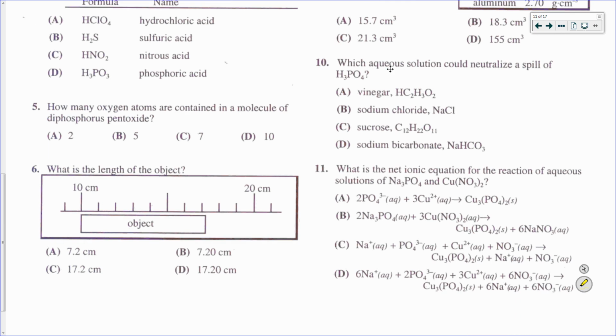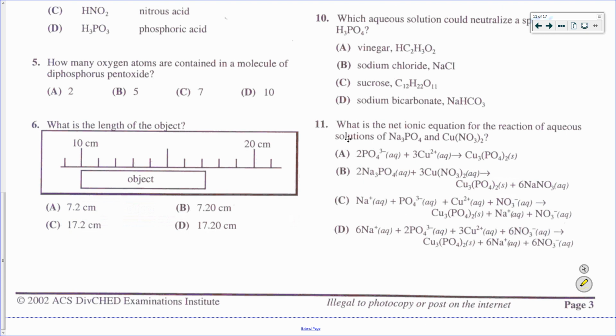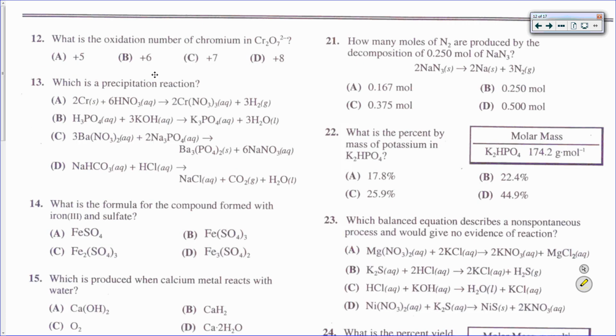So acid-base reactions. So what would you neutralize phosphoric acid with? Here is what's the net ionic reaction that's happening between two ionic compounds. Identify the oxidation number for an element. Which one's the precipitation reaction? And take a look at that one. That should be something you answer in 5 seconds. What are you looking for in that? Solid. There's only one that's got a solid as a product. It should be that quick.